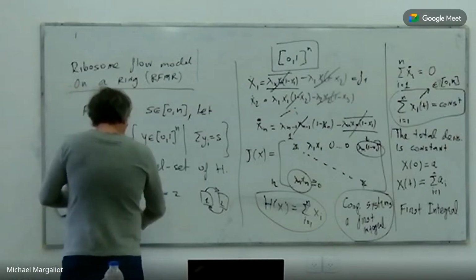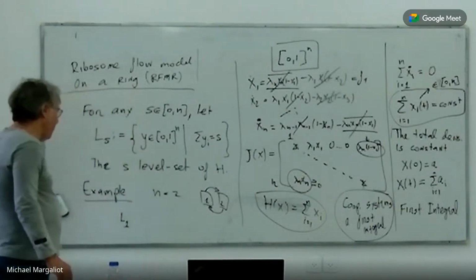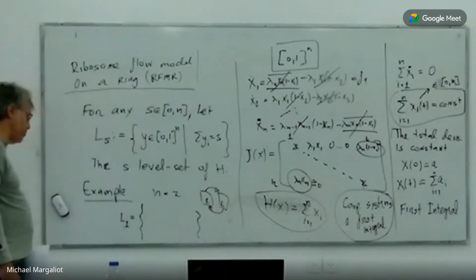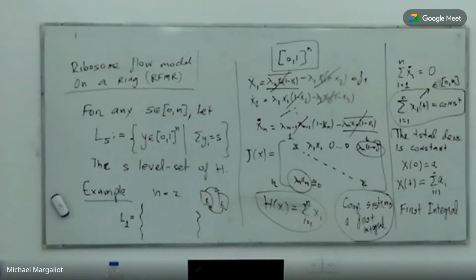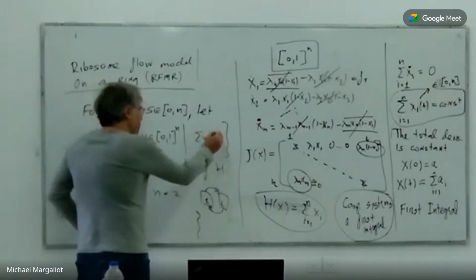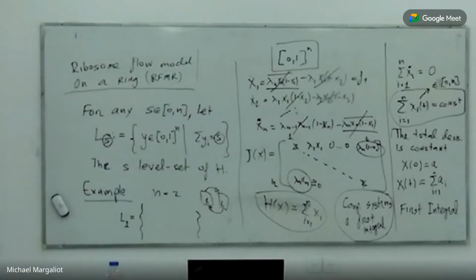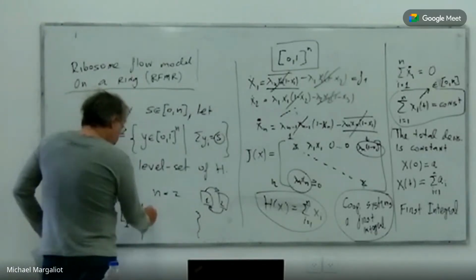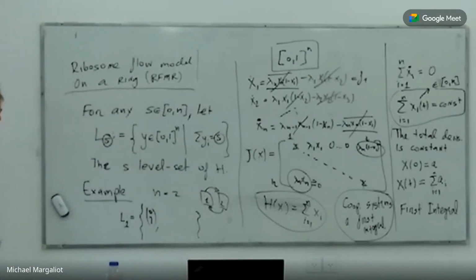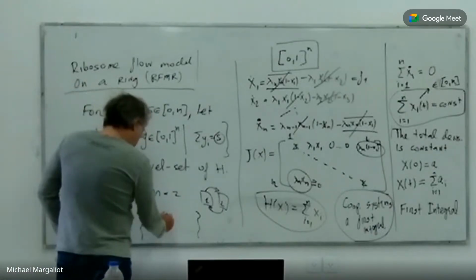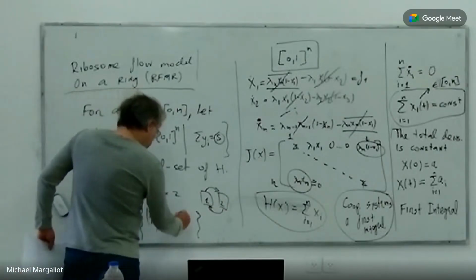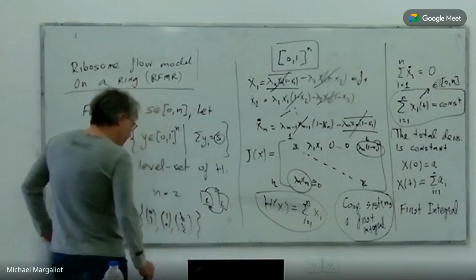And let's look at what is L1. L1 includes all the configurations where the sum of the densities in the two sides is equal to 1. When I say L1, this means that the sum of all the densities should be 1. So for example, if I take the density 1, 0 here, this will be a density in L1. If I take the density 0, 1, this will be a density in L1. If I take the density 1/2, 1/2, this will be a density in L1.